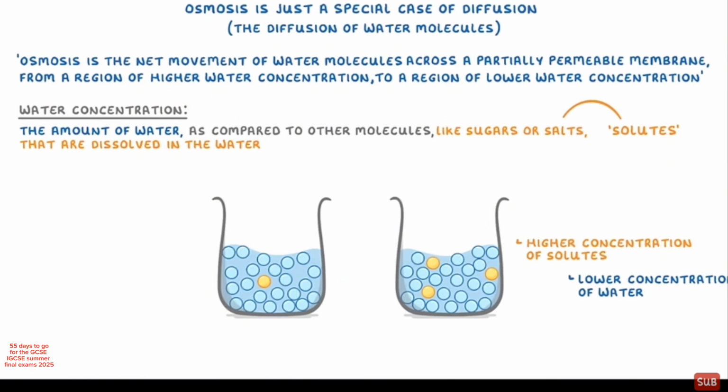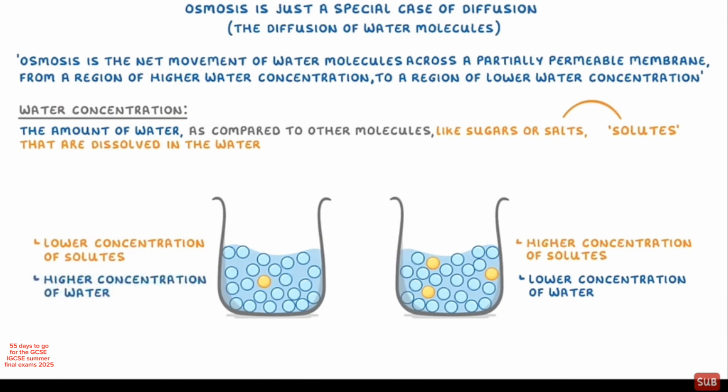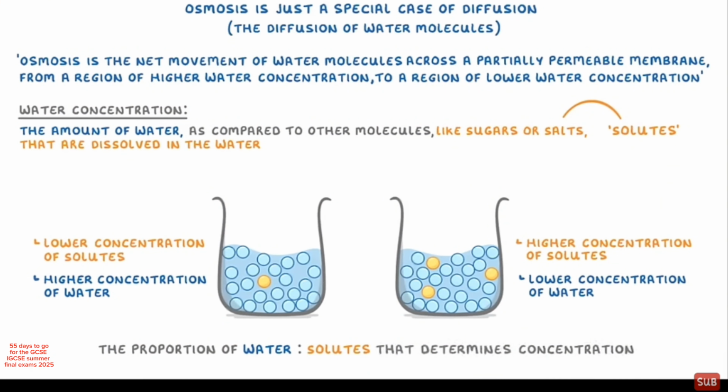And this means that it must also have a lower concentration of water, because it has less water molecules per molecule of solute. Or if you were talking about the left beaker, you could say that it has a lower concentration of solutes and a higher concentration of water. Either way though, the key point to understand here is that it's not the volume of water, but the proportion of water compared to solutes that determines the concentration. So our left beaker here has a higher water concentration.